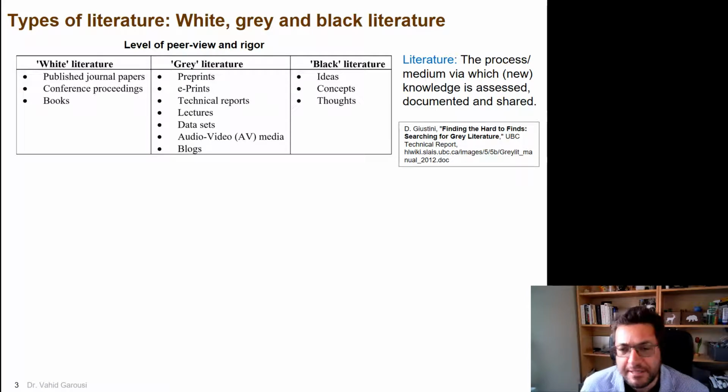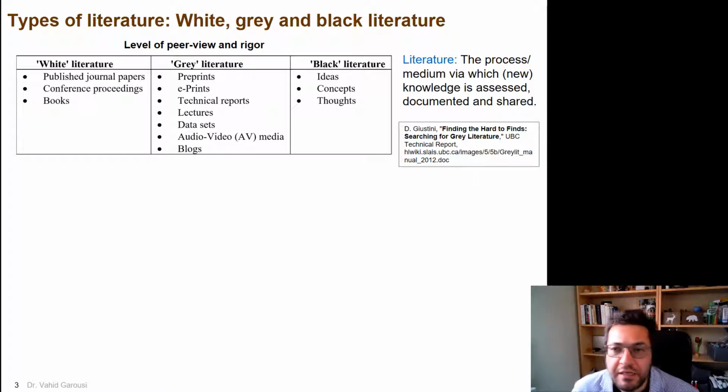So, what is gray literature? Many different areas of science have divided literature into three categories: white literature, gray literature, and black literature. And we can even talk about what literature itself is. I believe it's the process and medium via which new knowledge is assessed, documented, and shared.